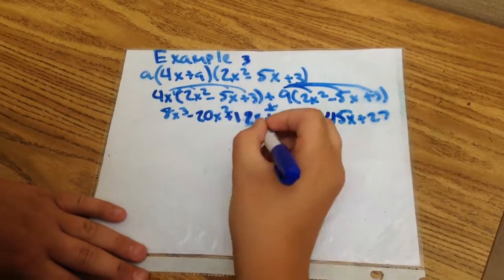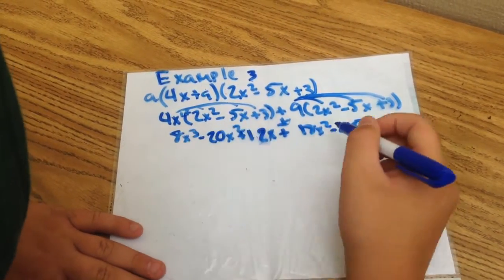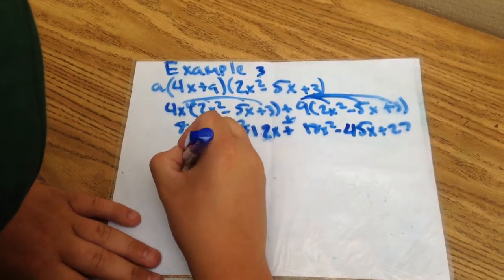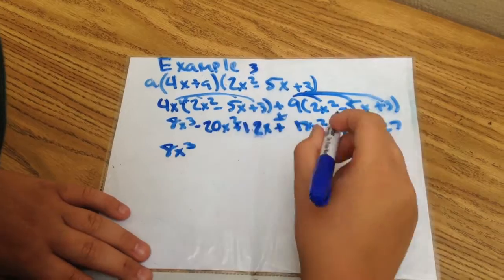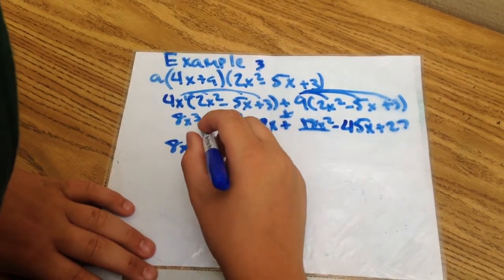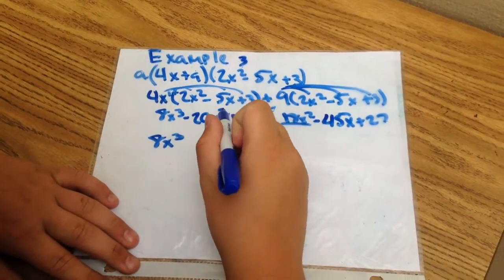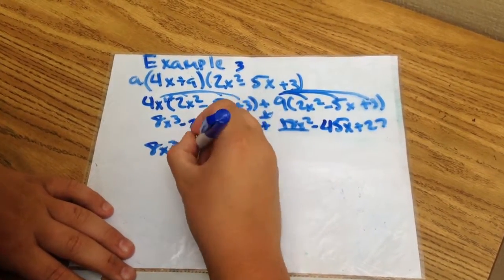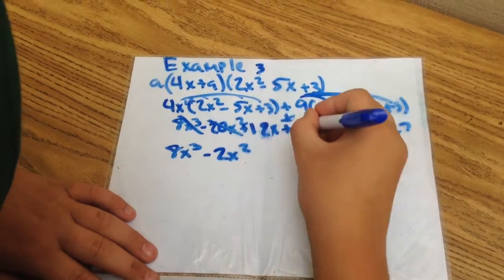Now you're going to combine any like terms that you have here. So first, 8x cubed. We don't have any, so just bring down the 8x cubed. Next, negative 20x squared. Do we see any x squared? Yes, we have one right here. So now we're going to do negative 20 plus positive 18, which is going to be a negative 2 because you're subtracting. So negative 2x squared. So these are canceled. These are done.